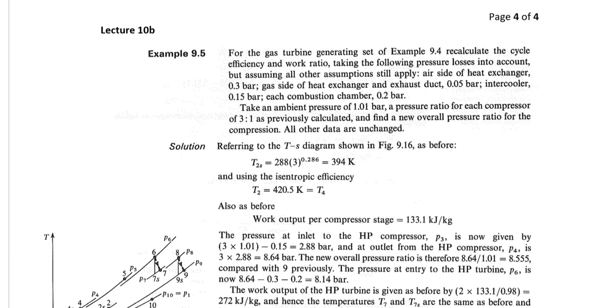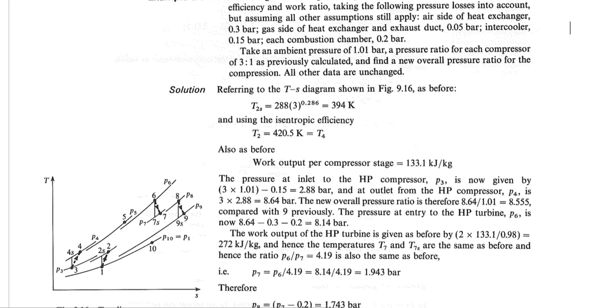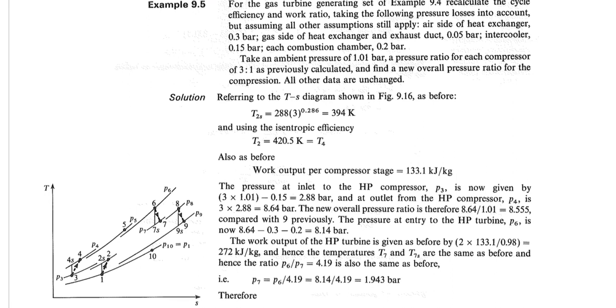Air side of a heat exchanger, air side of a regenerator: pressure loss of 0.03 bar. The gas side of a regenerator and the exhaust duct: pressure loss is 0.05. The intercooler has a pressure loss of 0.15, and each combustion chamber has a pressure loss of 0.2 bar. Taking the ambient as 1.01 bar and the compression ratio as 3:1 as previously calculated, find the new overall pressures for the compression, and the other data as well.